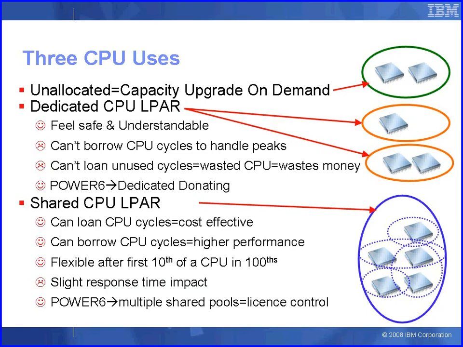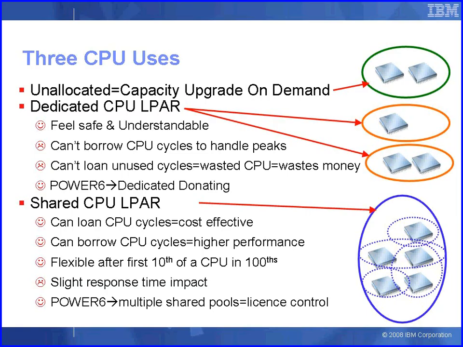The third use of our CPUs is from the shared CPU pool. So we create a logical partition using shared resources, and these are quite flexible. After the first tenth of a CPU, it's in 1/100th of a CPU. So for example, we could allocate a shared CPU logical partition 1.6 CPUs.